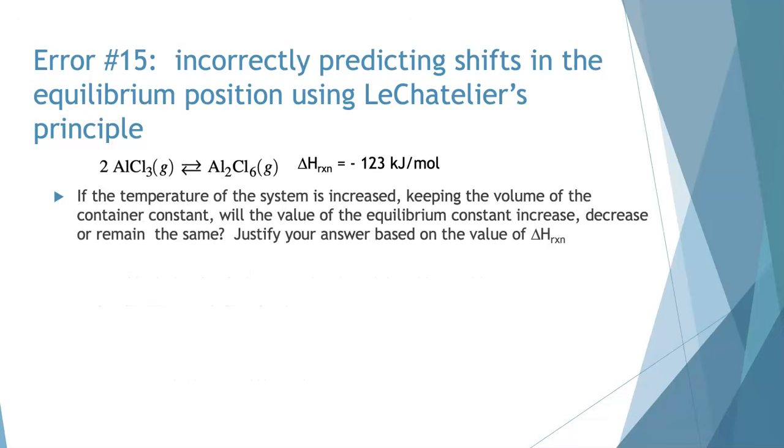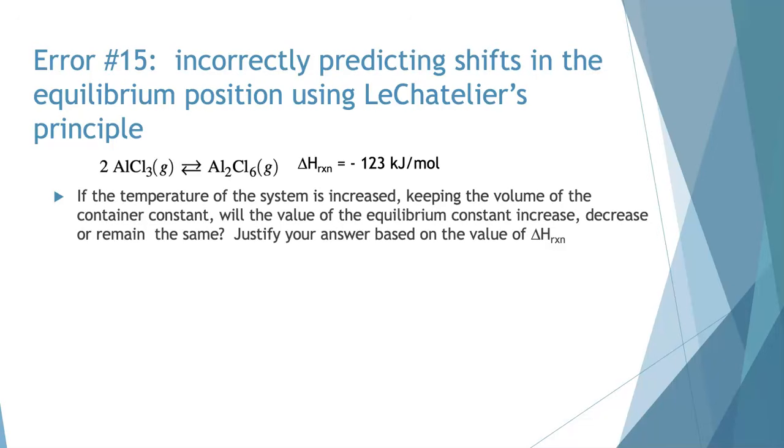Here's another example of Le Chatelier's principle shifts and making sure you can do them correctly. We're back to our AlCl3, Al2Cl6 equilibrium, and we're given a delta H of the reaction. If the temperature of the system is increased, keeping the volume constant, will the value of the equilibrium constant increase, decrease, or remain the same?